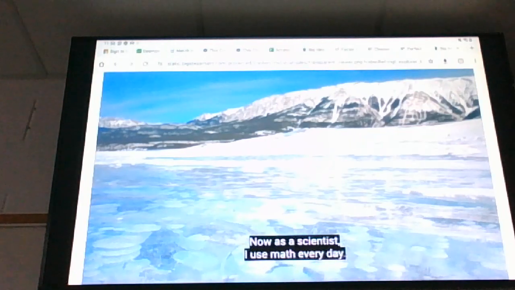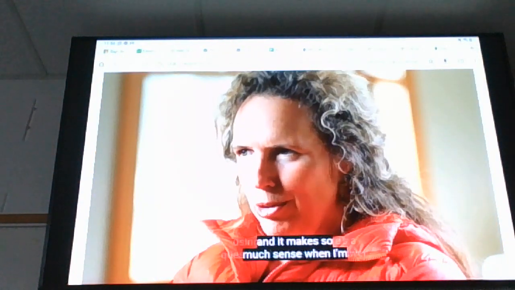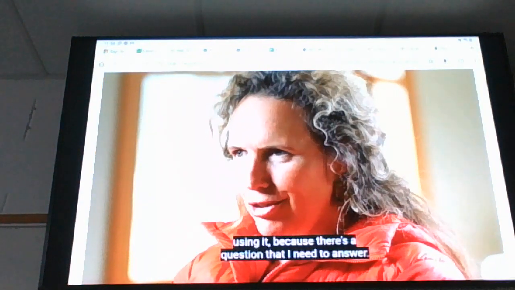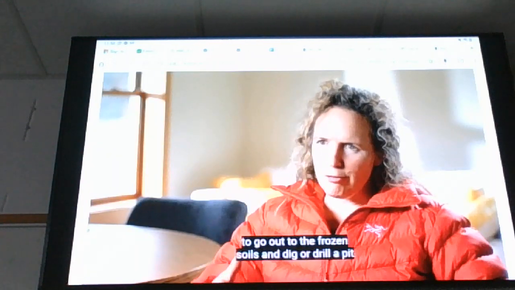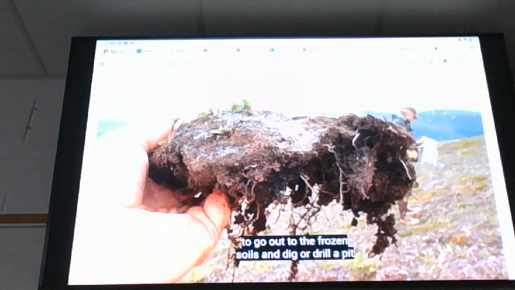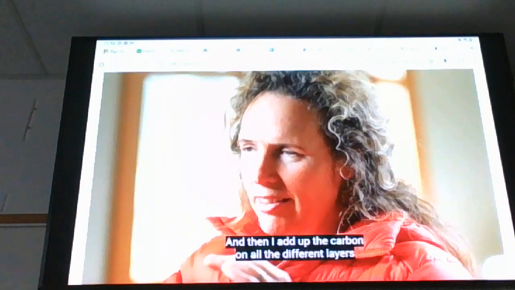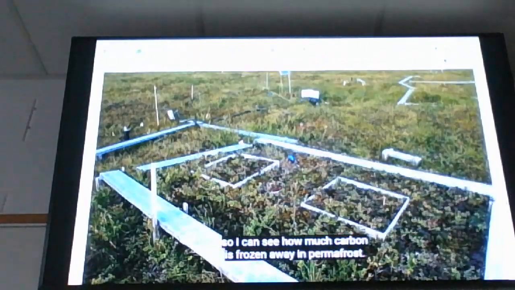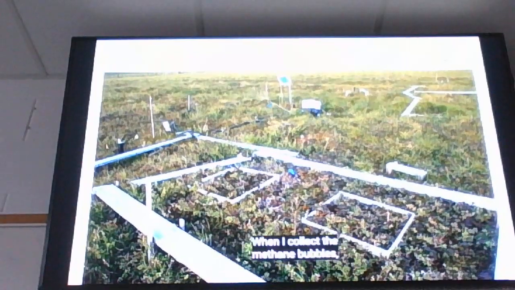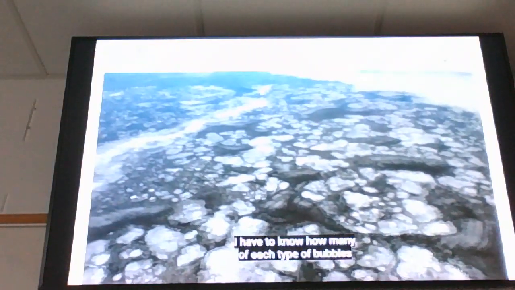Now, as a scientist, I use math every day. I don't even think about it. It's a natural part of being a scientist, and it makes so much sense when I'm using it because there's a question that I need to answer. So some of the ways I use math is to go out to the frozen soils and dig or drill a pit and collect soil samples and measure how much carbon is there. And then I add up the carbon on all the different layers so I can see how much carbon is frozen away in permafrost.